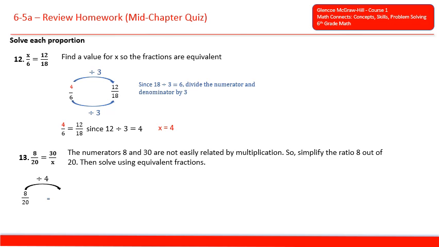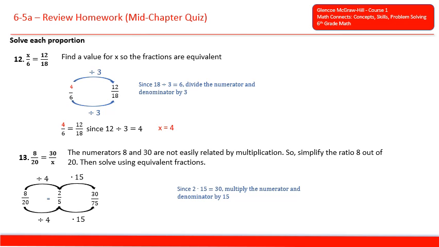So 8 over 20, we need to simplify, and we're going to do that by dividing 8 and 20 by the greatest common factor, which is 4. So 8 divided by 4 and 20 divided by 4 gives us 2/5. Now we need to get 2 up to 30, and we know that 2 times 15 equals 30. So we're going to multiply the numerator and denominator by 15. So 2 times 15, 5 times 15 gives us 30 over 75.